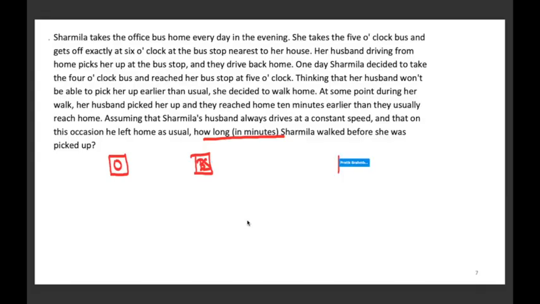And then there is a home. Okay, this is the usual case scenario. She takes the 5 o'clock bus, gets off at 6 o'clock at the bus stop.